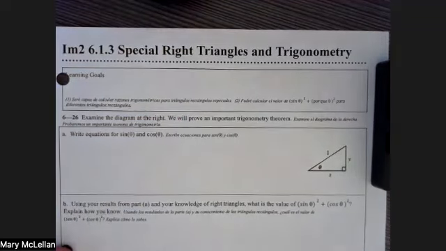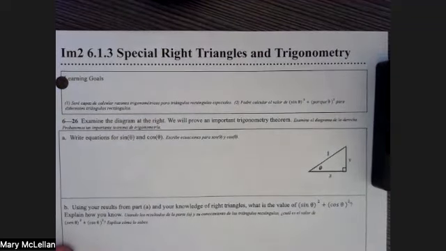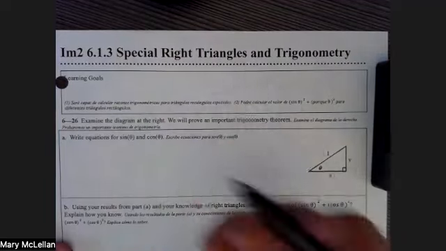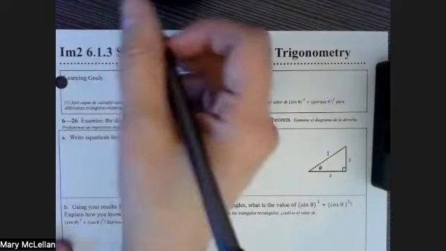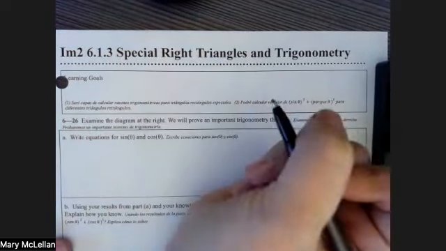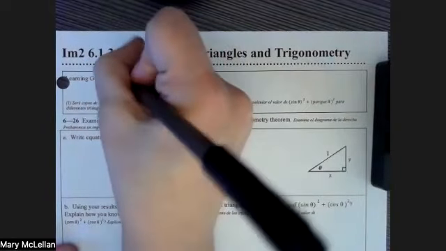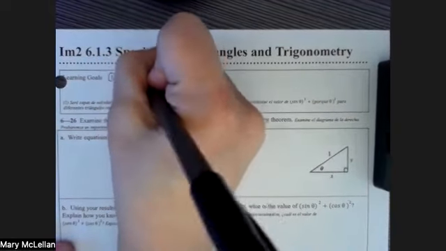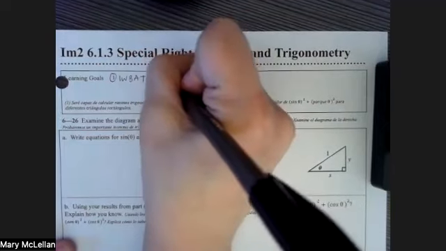Hi, everybody. Welcome back. This is IM2 6.1.2 Special Right Triangles and Trigonometry. And our learning goals. Our learning goal is that, well, we've got more than one, but I will be able to calculate trigonometric ratios for special right triangles.